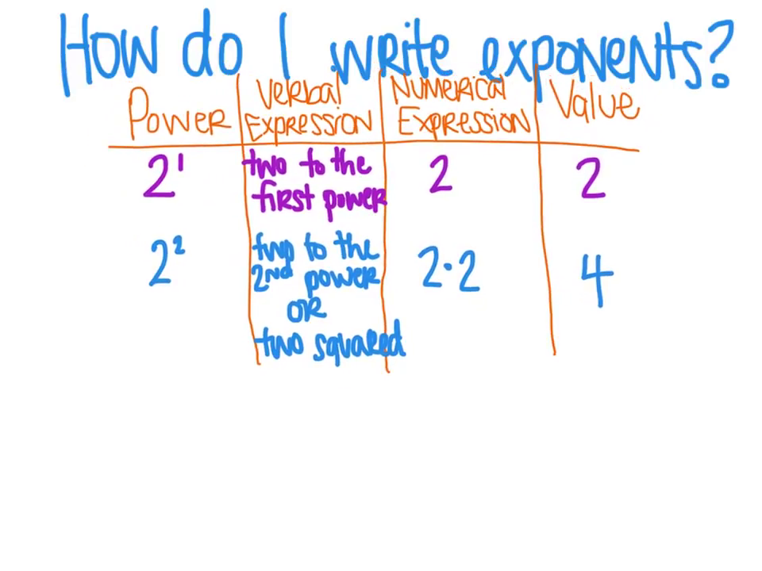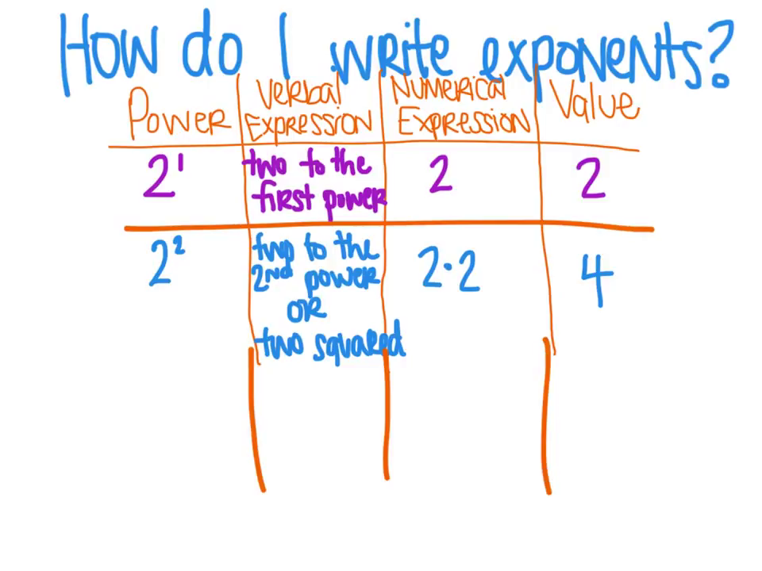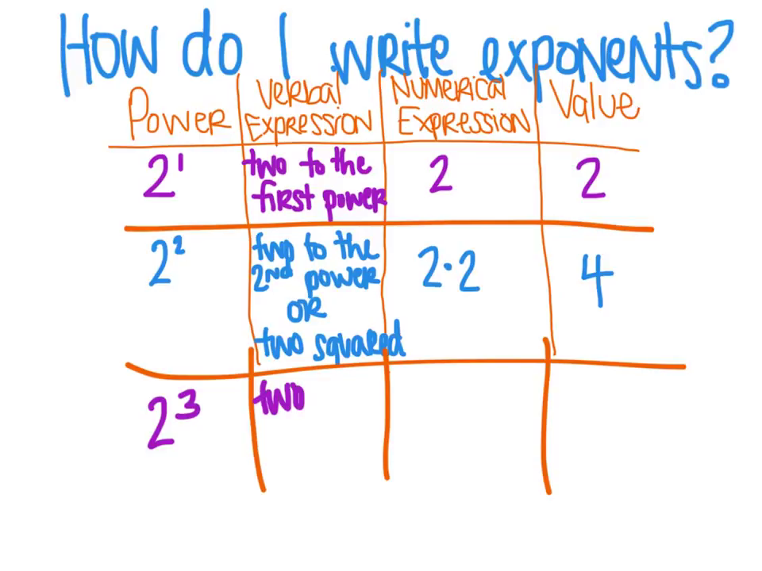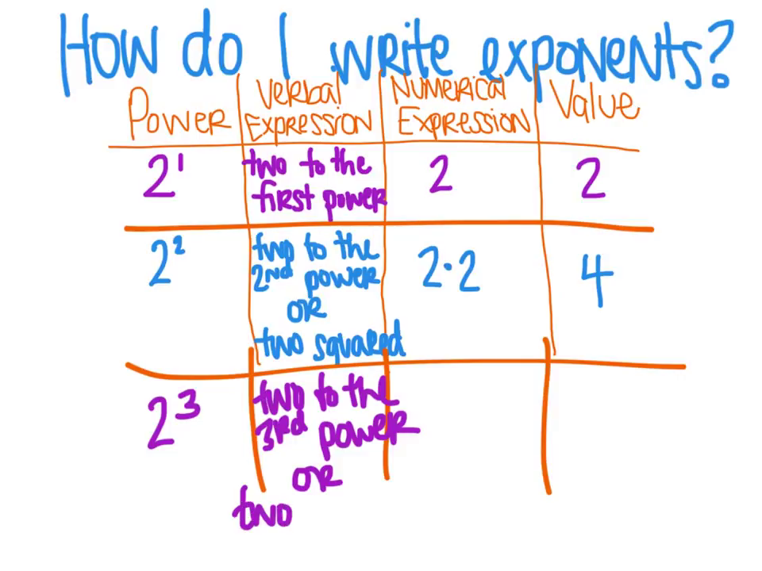I'm going to make this a little smaller so I can fit. Another one. 2 to the third is the next one. Say it just like that. 2 to the third power, or 2 cubed. Sounds smarter if you say it that way. This means 2 times 2 times 2. 2 times 2 is 4. 4 times 2 is 8. So the value of that one is 8.